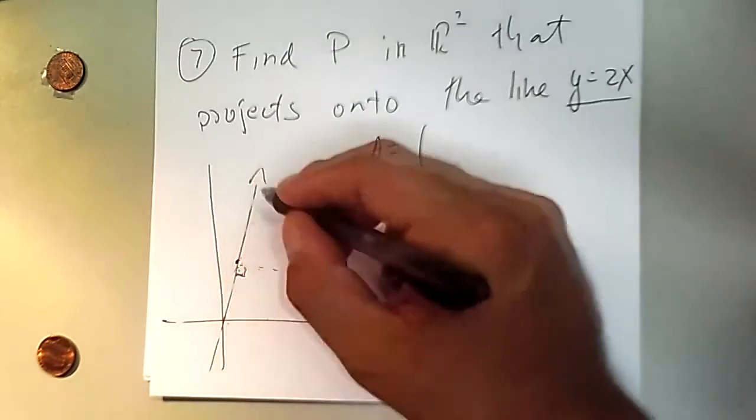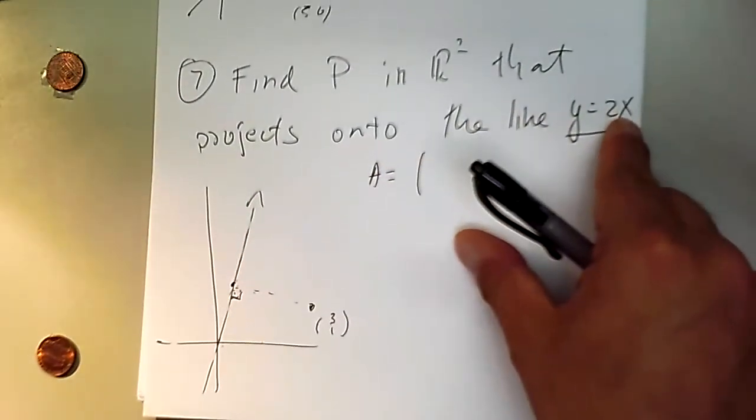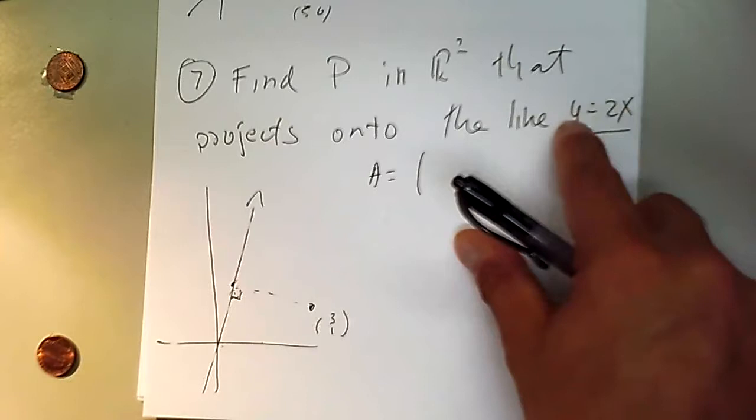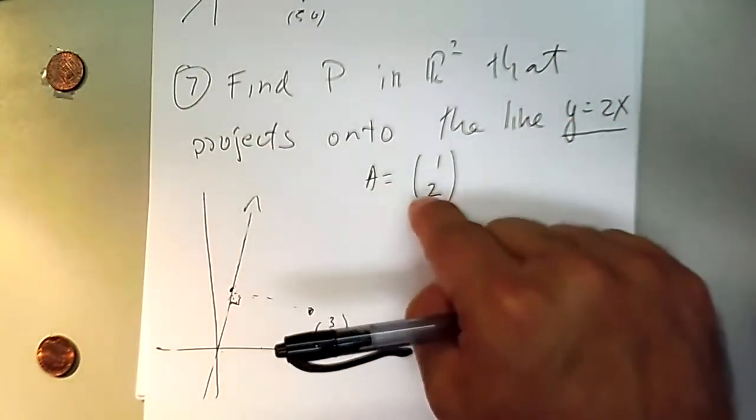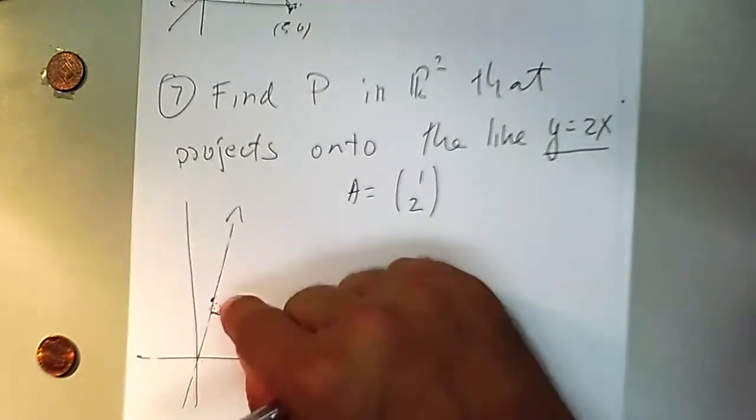Then what is one point in it? So if x is 1, that's easy to figure. If x is 1, then y is 2. 1, 2. There you go. So that is an element, a point on this line.